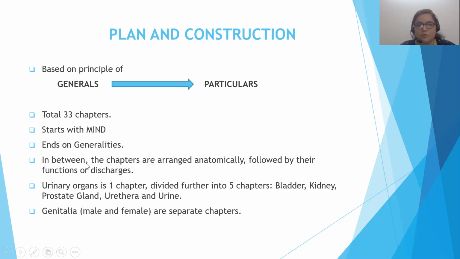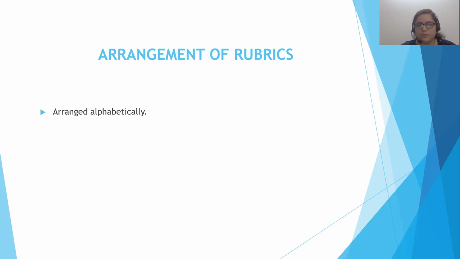Also, one of the major important things about this repertory is that both genitalia, male and female, are mentioned as separate chapters in Dr. Kent's repertory. In some of the repertories, it is the same. Even in genitalia, they've given first male, then female. In certain ones, the symptoms are common, but in Dr. Kent's repertory, both are separate chapters. First, there is the genitalia male chapter, and then we have the genitalia female chapter. So this is how the chapters are divided in Dr. Kent's repertory. Next, if I talk about the arrangement of rubrics.